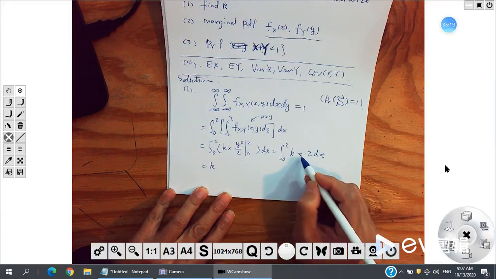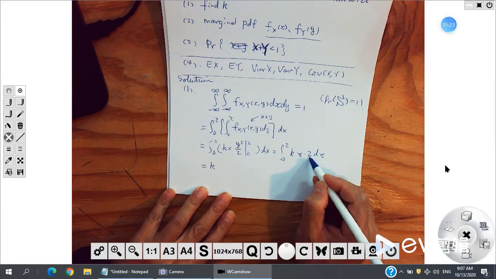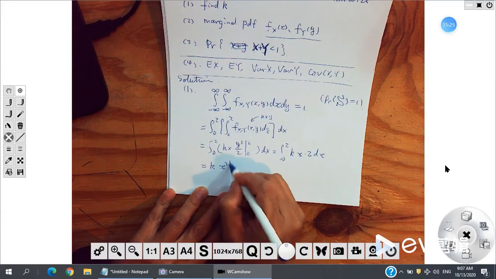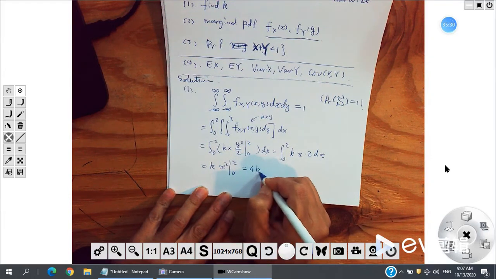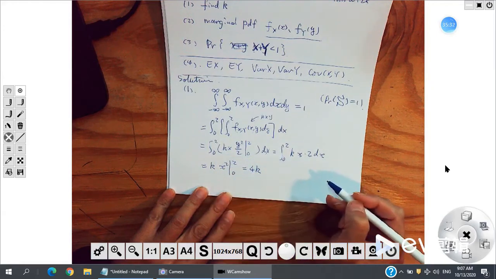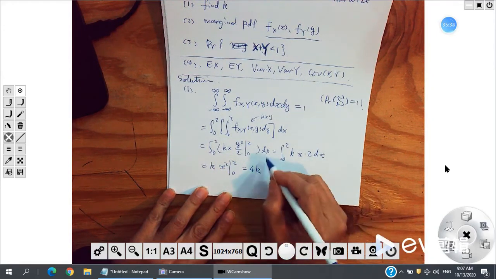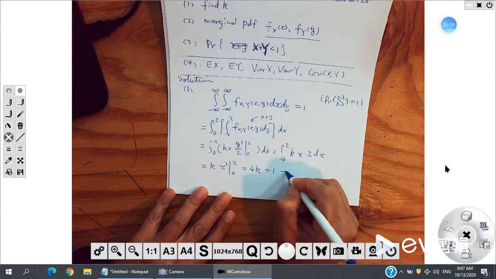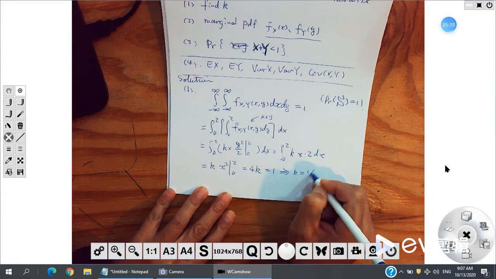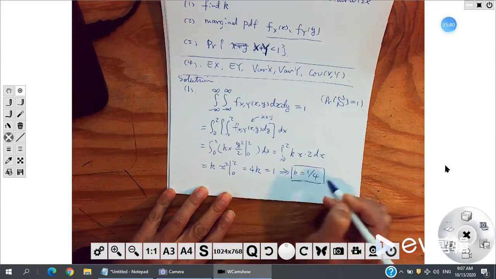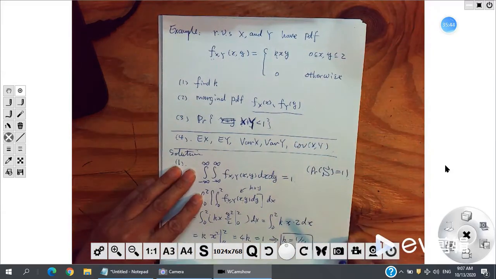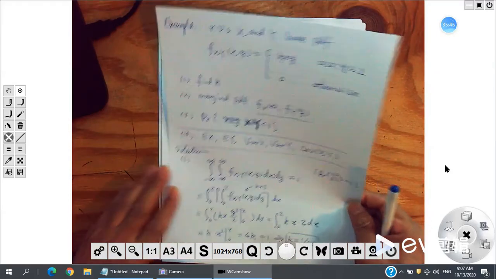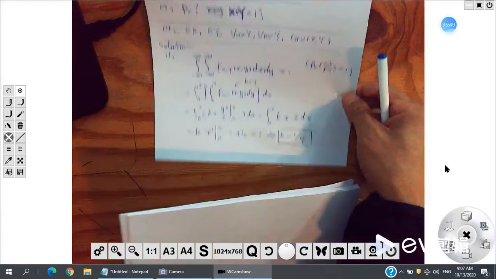The 2x integrates to x squared, so we have k x squared from 0 to 2. 2 squared is 4, so it's 4k, 4 minus 0. 4k equals 1, so k is 1/4. Okay, we get k. So we know k is 1/4. And secondly, we want to find the marginal PDF.